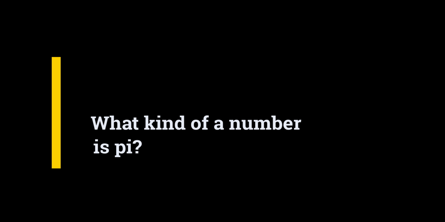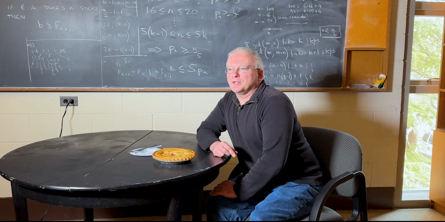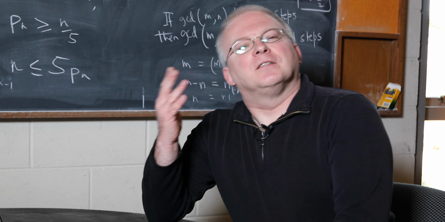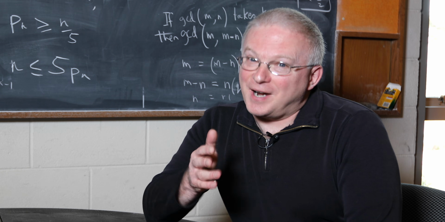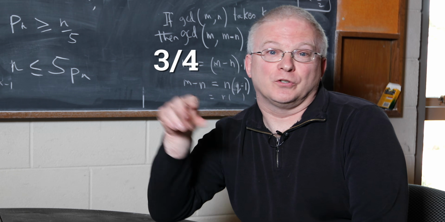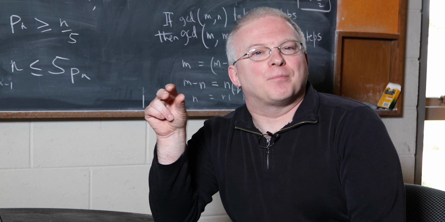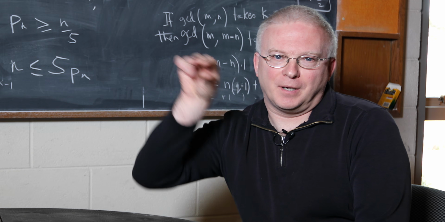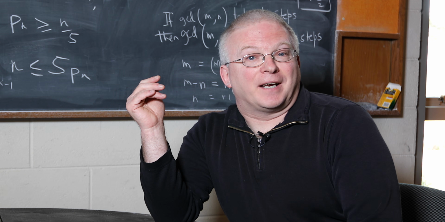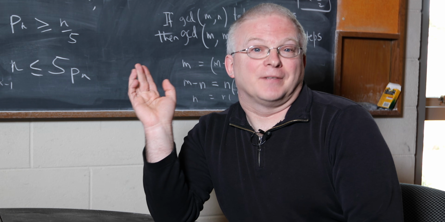What kind of a number is pi? Well, pi is a real number, but more specifically, it's what we call an irrational number. Now, what's an irrational number? Well, to define an irrational number, I need to tell you what a rational number is. So a rational number is a number like 3/4 or 2/5 or 27/4, any number that can be represented as a fraction, where you have a whole number over a whole number. Any number that cannot be represented like that as a fraction is an irrational number, and pi is the most famous irrational number there is.